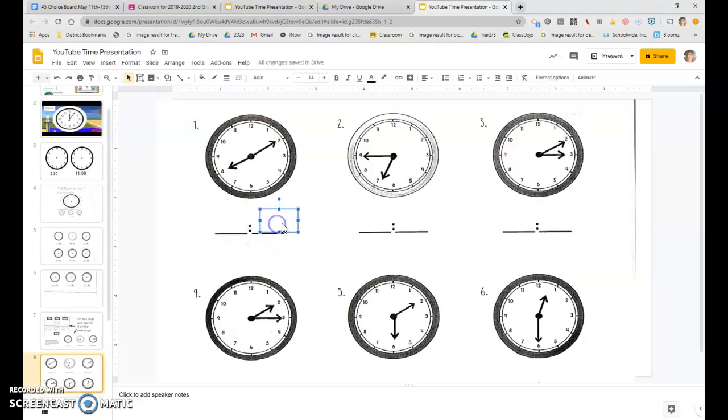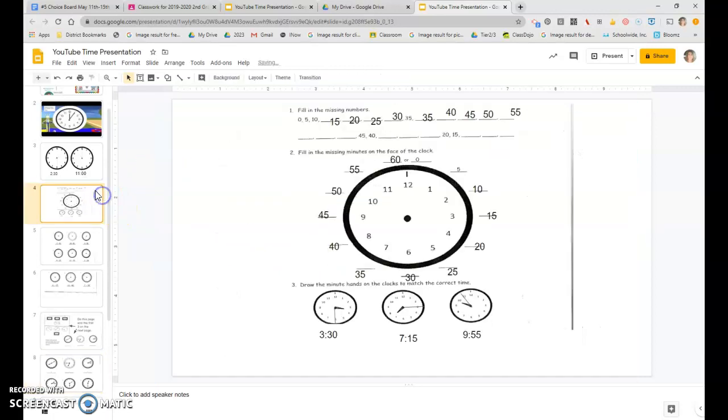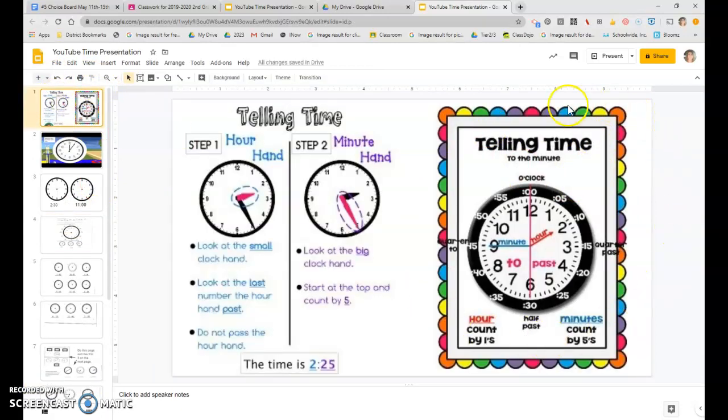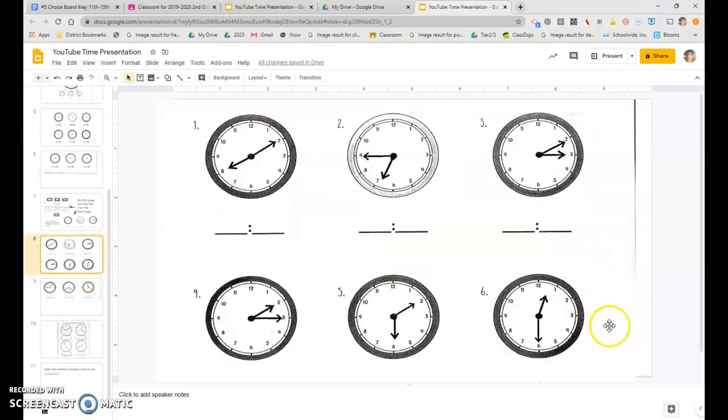I went ahead and put text boxes in here so that you don't have to create those yourself. You're going to go ahead and solve the 6 clock times up here. Tell me how many minutes and what the hour is. You may go back up here if you need to on your first time screen poster if you need help. That's just fine. You may do that. So you're going to finish these 6 problems.